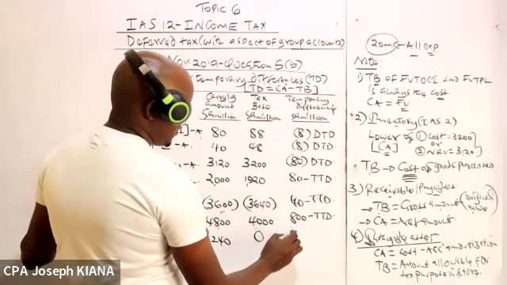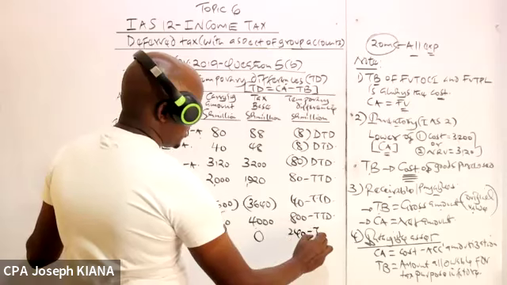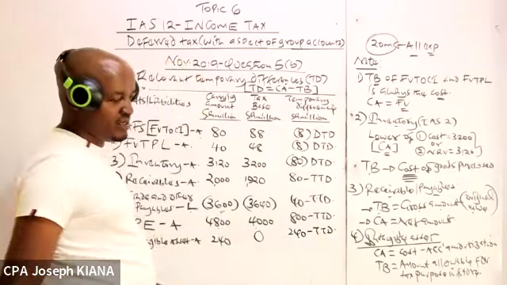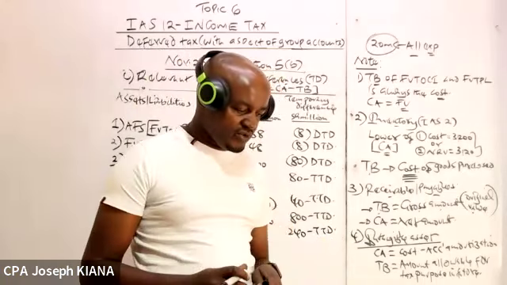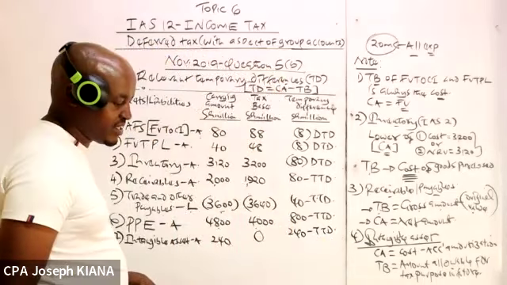So therefore, we get the difference here, which is 240. And actually, that is a positive, and that is a taxable temporary difference. So I think we are done, because what you're given in note number 7 is all about the tax rate.